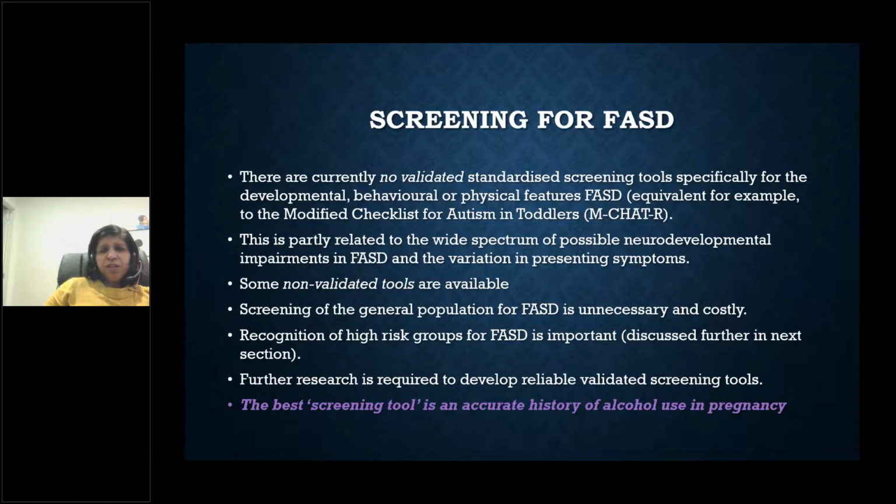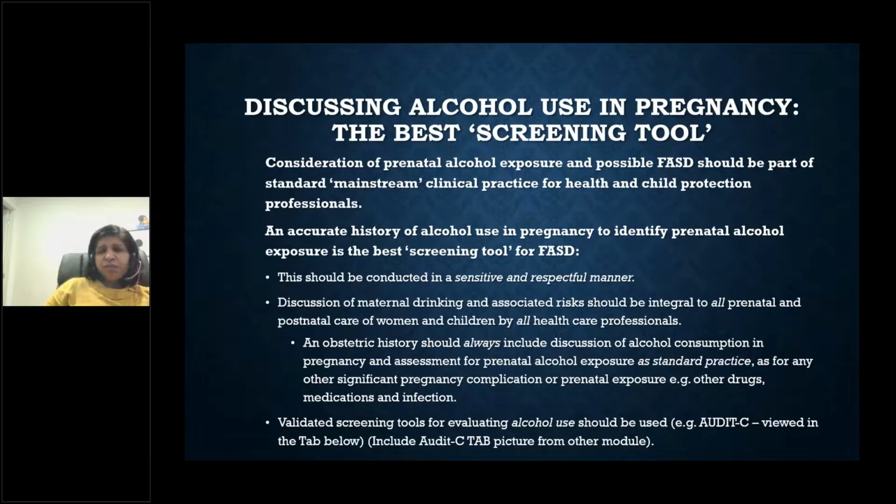As you would see, alcohol use, we often ask our patients. So it is really, really important that we continue to do that in a sensitive and respectful way. And discussion of the drinking and trying to quantify the alcohol exposure if possible and document that, because that history is very, very important moving forward.